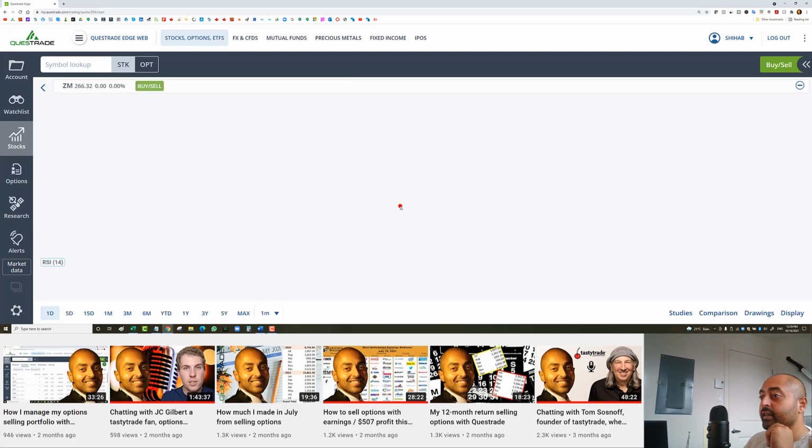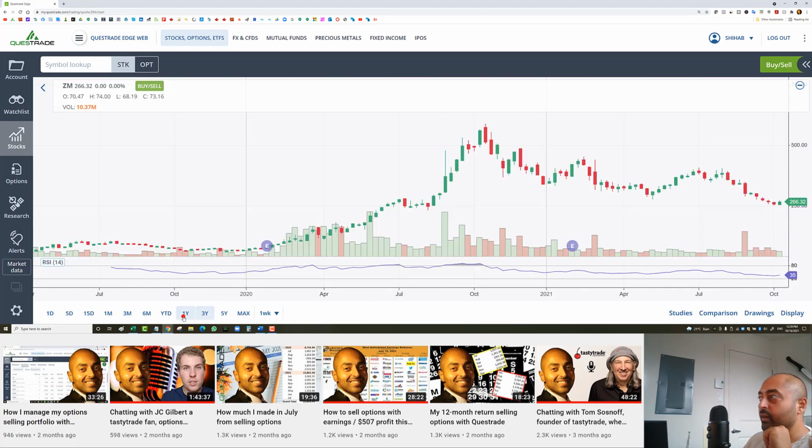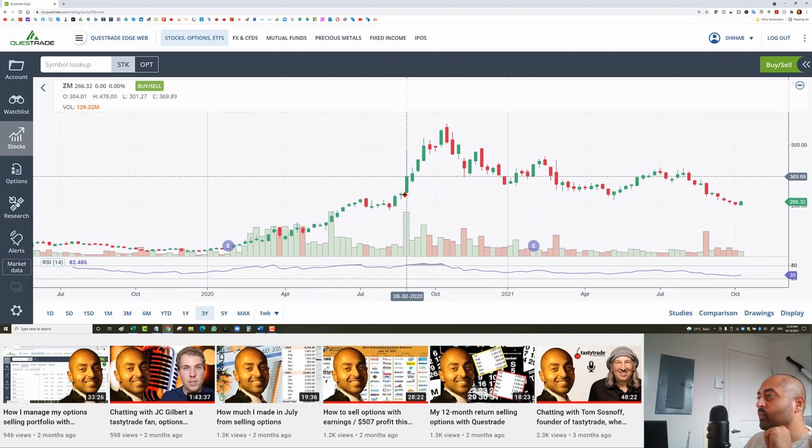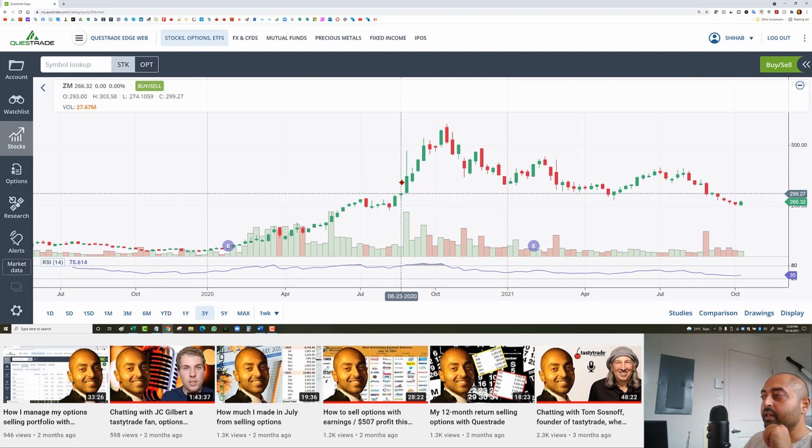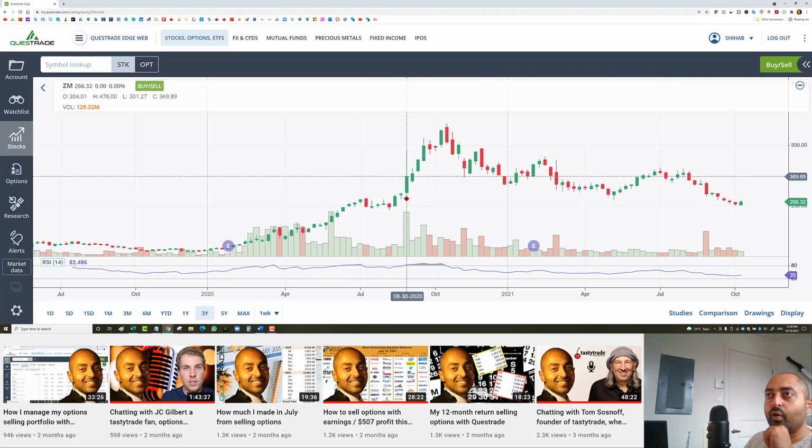Let's see if I can find it here. Let's look at the 3-year chart. I probably don't need to go that far, but it's when the stock went from like 350 to 4. Yeah, there we go. So if you look up here, look at this. The stock opened at 304 but had a high of 478. Let's look at the day before. Actually, earnings is over here. Okay, so the day before, the stock closed at 299. The next day it opened at 304, but it had a high of 478.